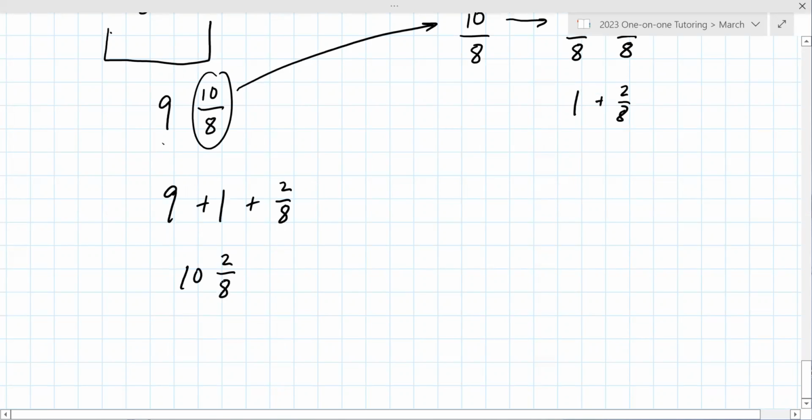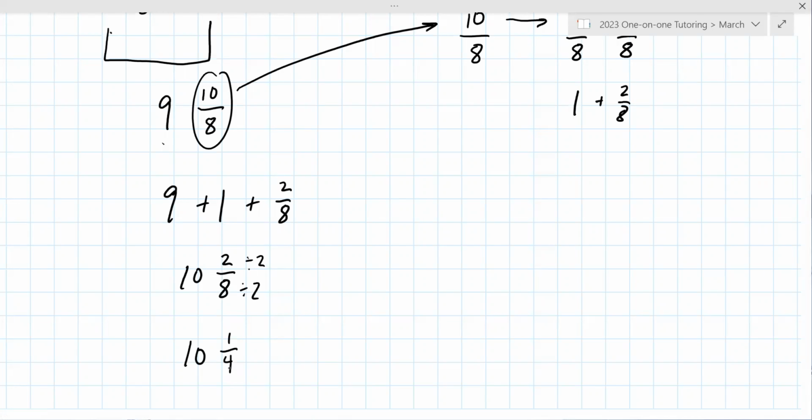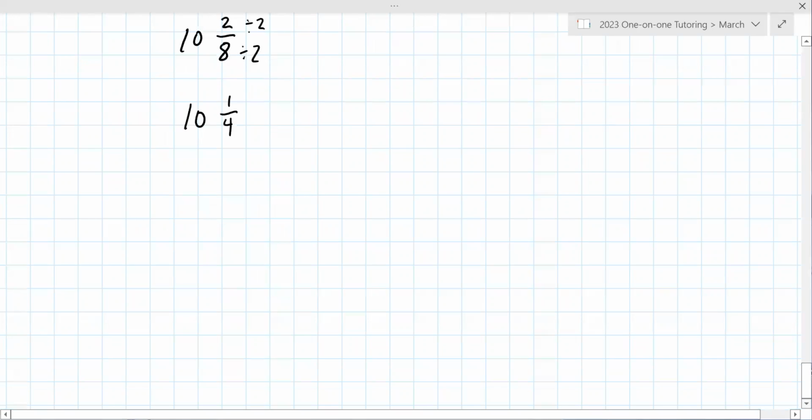Good. Now, can you reduce the fraction? Yes, by 2's. Divided by 2, divided by 2. So it's 10 and 1 over 4. All right. So let's look at another one here.